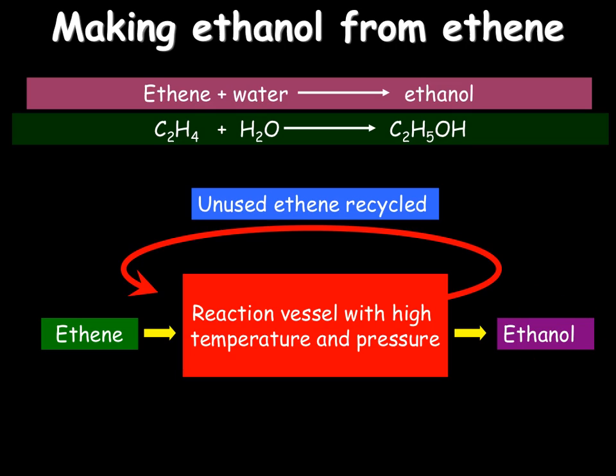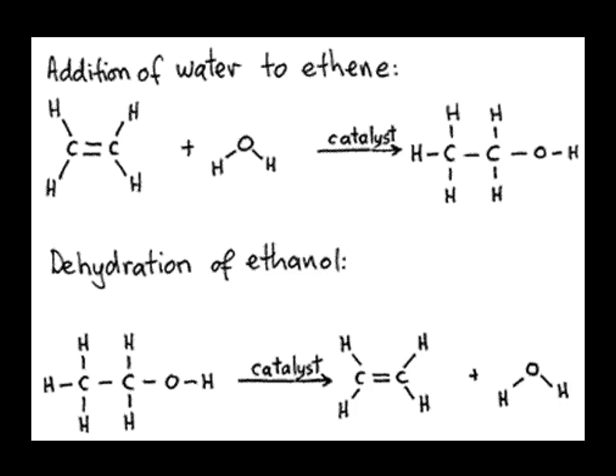The good thing about this reaction is that any of the unused ethene can simply be put back into the vessel in order to react with steam once more. We have our symbol equation here. So C2H4, which is ethene, plus water H2O goes to ethanol, C2H5OH. We will look at this in terms of the structures of these molecules.